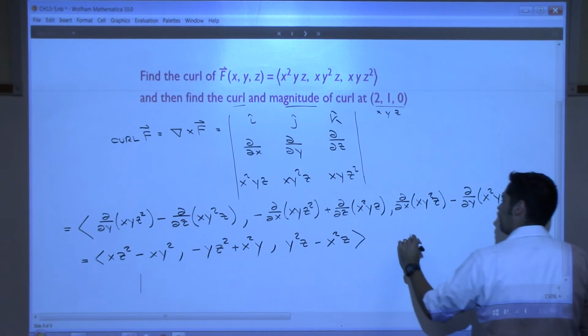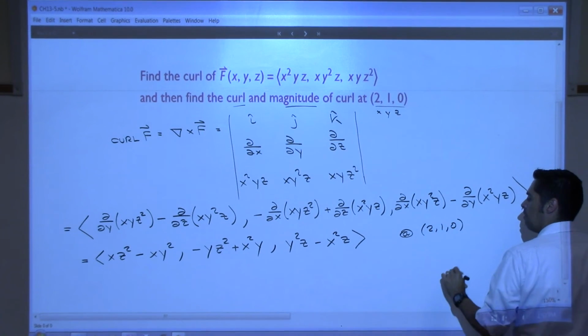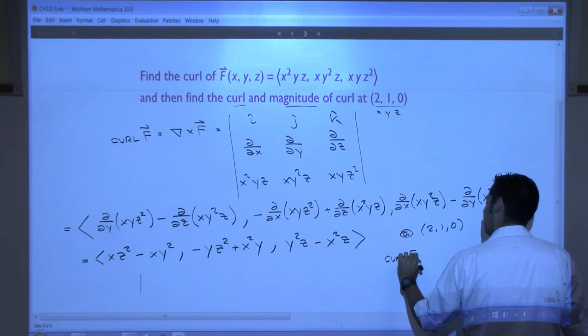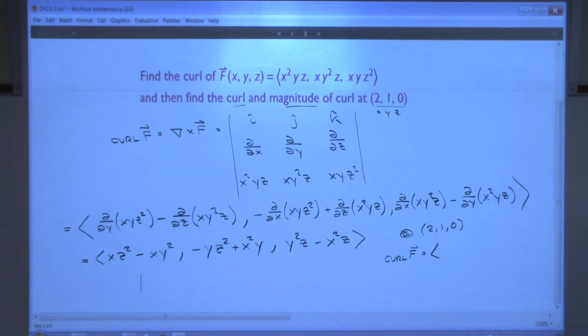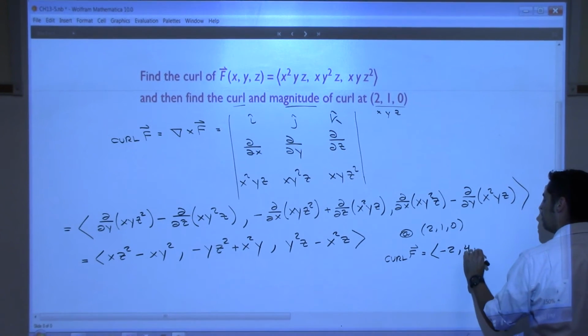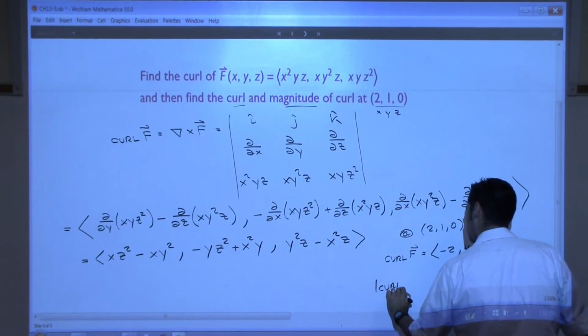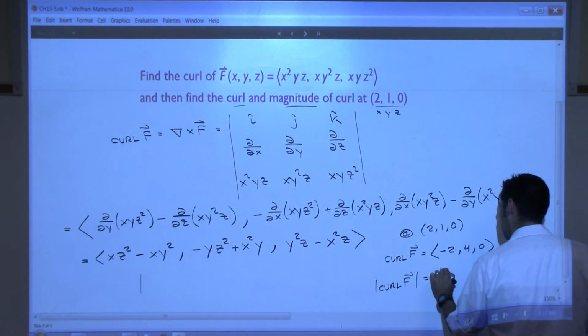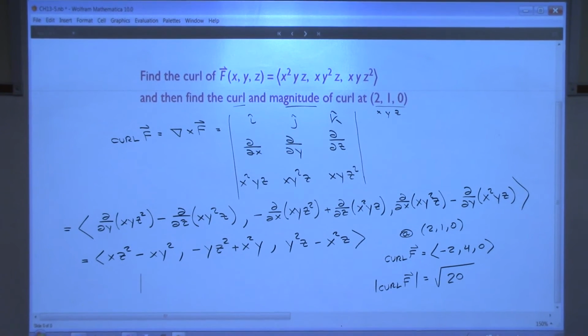So that's my symbol for at. At the point 2, 1, 0, we have that the curl of F is equal to, it's a vector. What do you get if you plug in 2, 1, and 0 for x, y, and z here? Negative 2, 4, and 0? Agreement? Okay, and then what is the magnitude of the curl? Root what? Root 20 or 2 root 5. Okay?